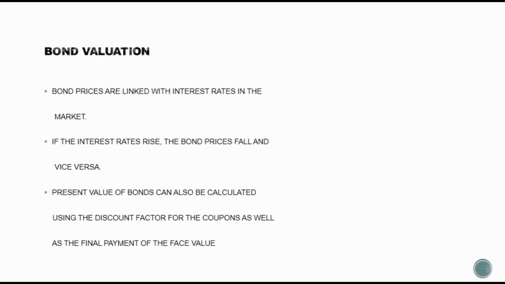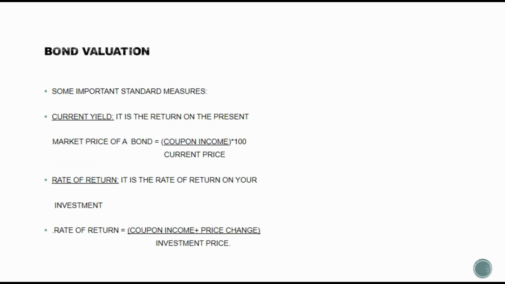Now, the present value of a bond can also be calculated using the discount factor for coupons as well as the final payment of the face value. Some important standard measures: current yield, it is the return at the present market price. The current yield is the coupon income divided by the current price, times 100.